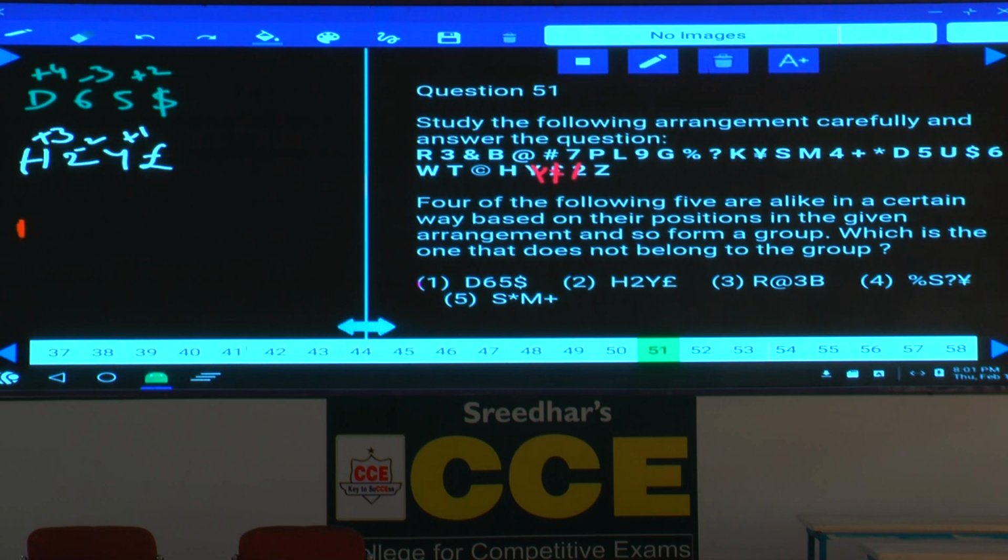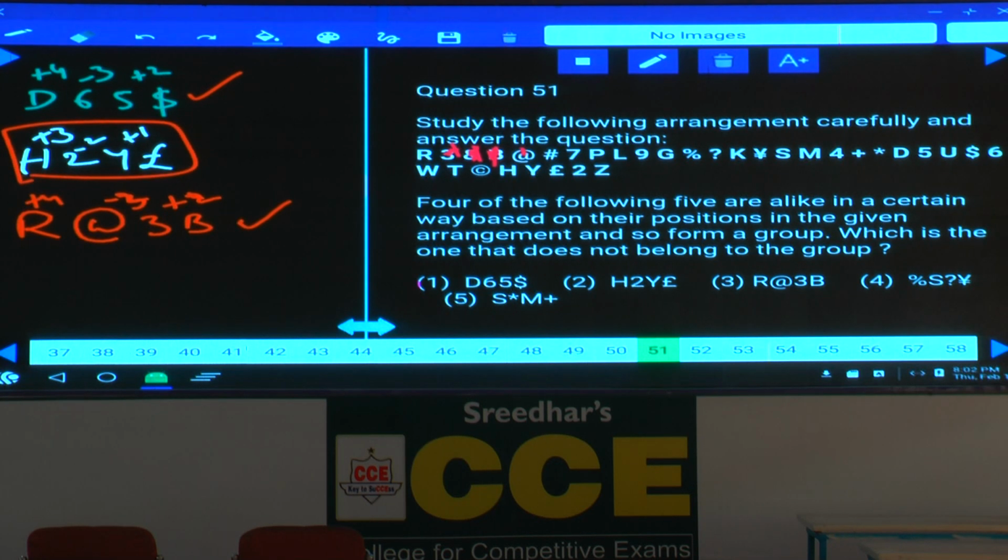Then R@3B. R, @ and 3, B. If you check out here, R and @, 1, 2, 3, 4, plus 4. And @ and 3, 1, 2, 3, minus 3. And 3 and B, plus 2. Plus 4, minus 3, plus 2. Now 3 and B again plus 2 here. Now plus 4, @ and 3, 1, 2, 3, minus 3, isn't it? Hence plus 4, minus 3, plus 2, here also plus 4, minus 3, plus 2. And in the remaining pairs also it will be plus 4, minus 3, plus 2, hence this is the odd one. Clear? No need to work out all the cases, isn't it?